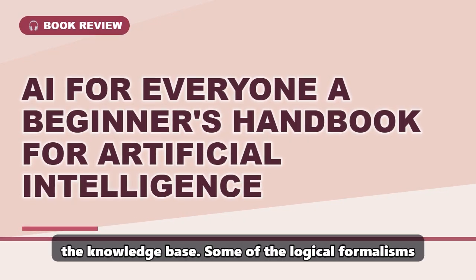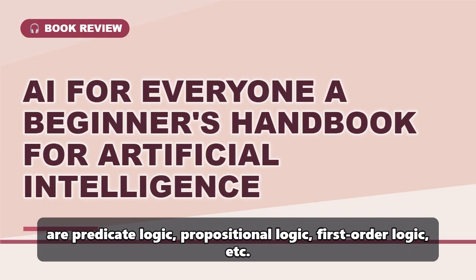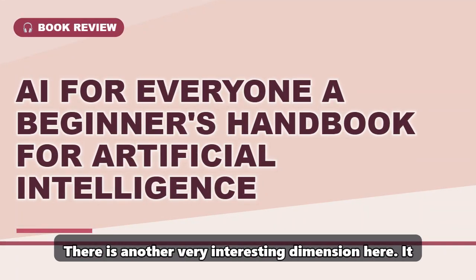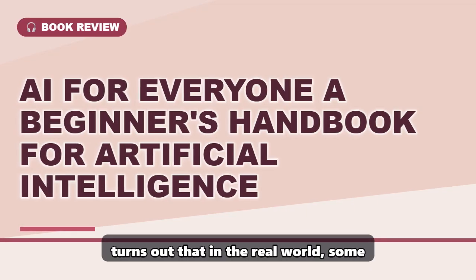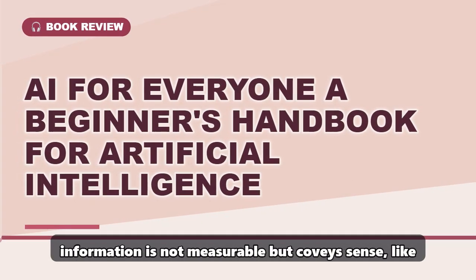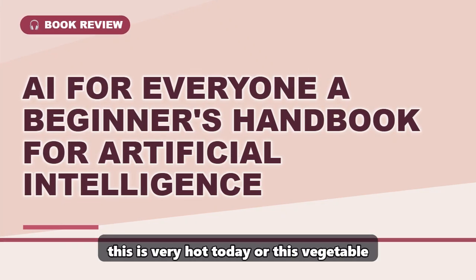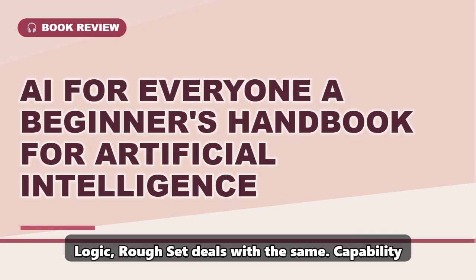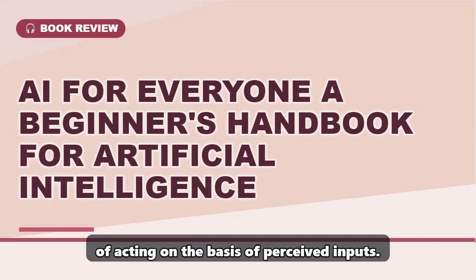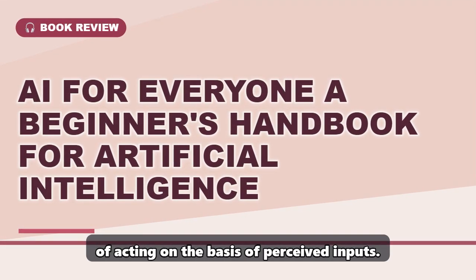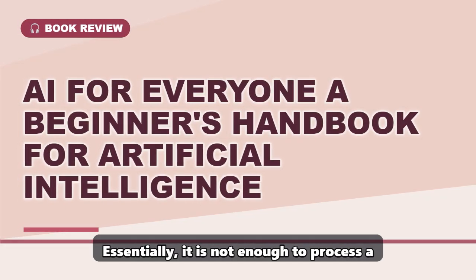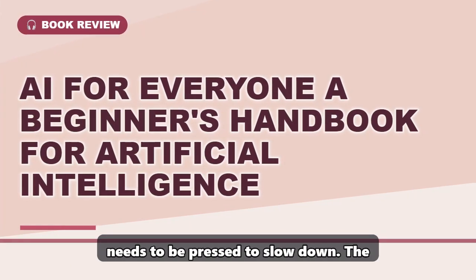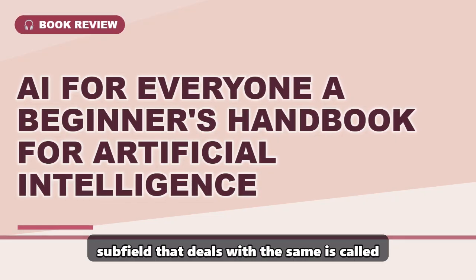Some of the logical formalisms are predicate logic, propositional logic, first-order logic, etc. There is another very interesting dimension here. It turns out that in the real world, some information is not measurable but is a matter of sense, like this is very hot today or this vegetable is quite cheap, and so on. Fuzzy logic and rough sets deal with the same. Capability of acting on the basis of perceived inputs. Essentially, it is not enough to process a traffic signal showing the speed limit, the brake needs to be pressed to slow down. The subfield that deals with the same is called robotics.